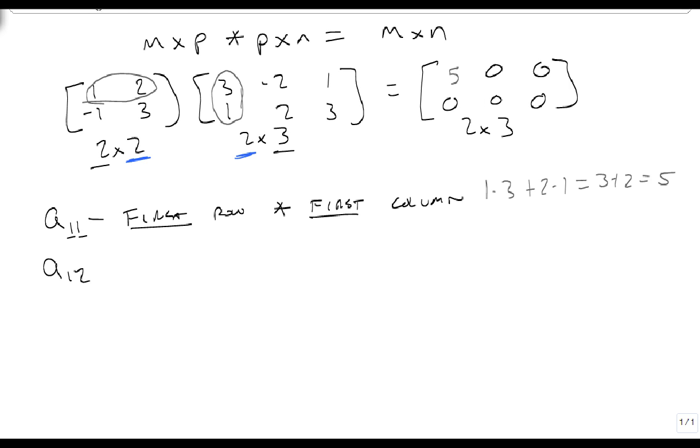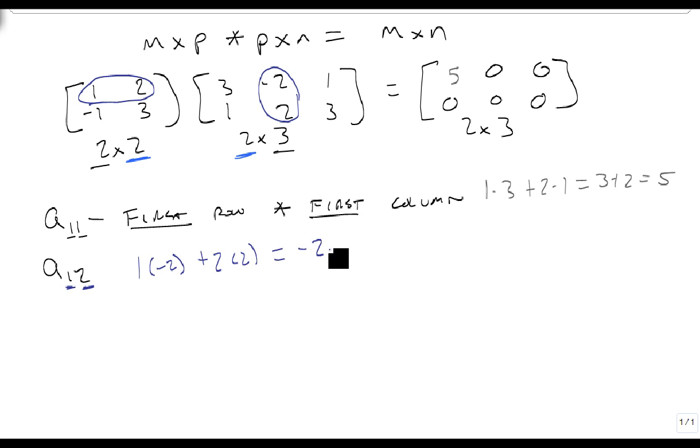A12 is the first row, second column. Let me erase the old one. It's this row times this column. First row, second column goes in the first row, second column position. So this becomes 1 times minus 2 plus 2 times 2, which is minus 2 plus 4, which is 2. So now I can replace this entry with a 2.